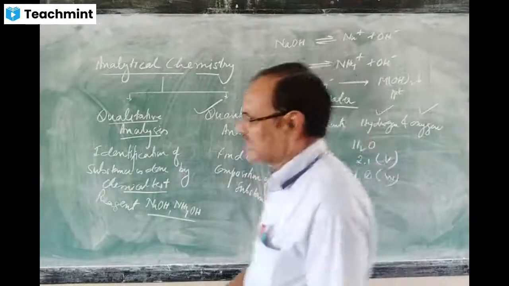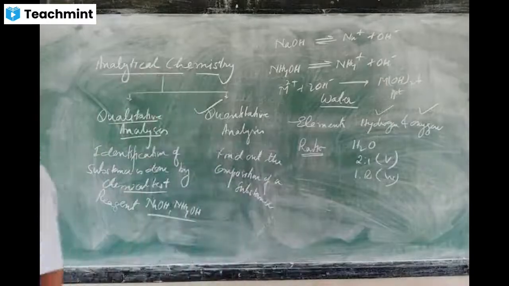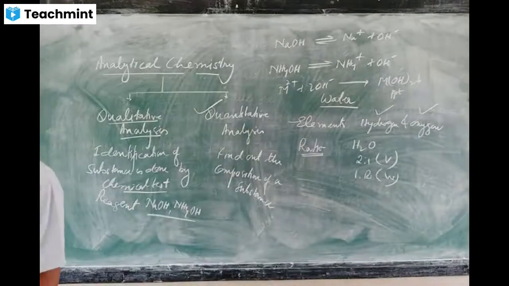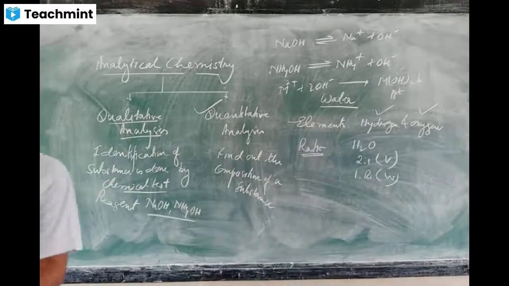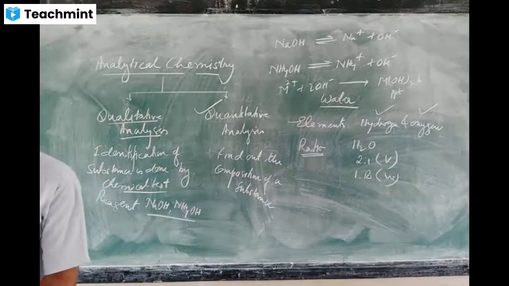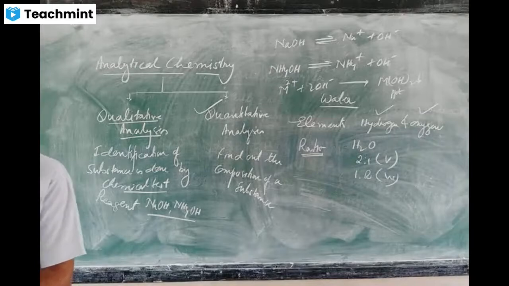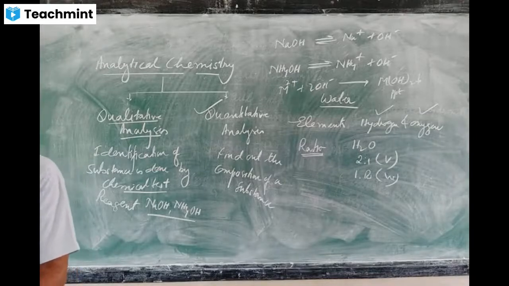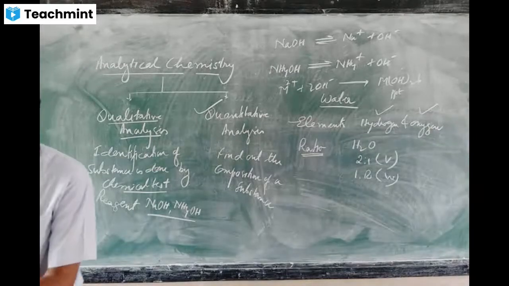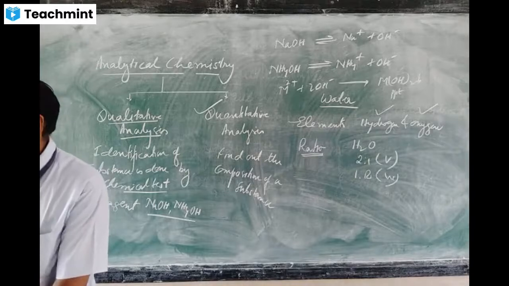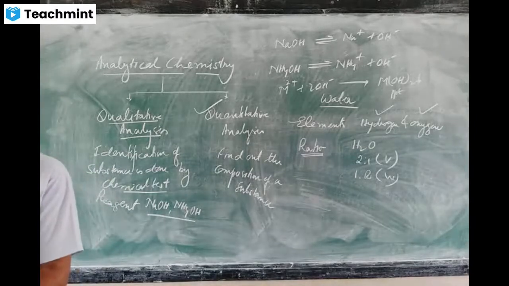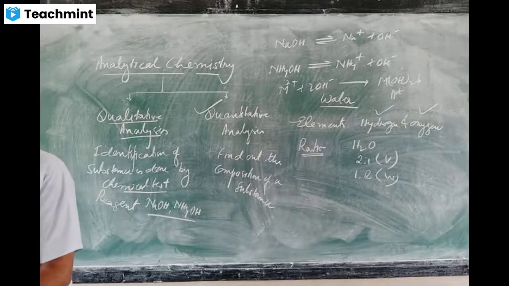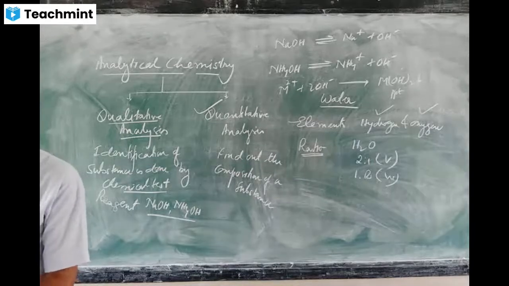Now the next one is the color of the salt. Just go through your book, page number 64: qualitative analysis includes identification of unknown substance by chemical test. Chemical tests include use of sodium and ammonium hydroxide on salt solution and observation of the color and solubility of the precipitate formed. Next one is color of salt.